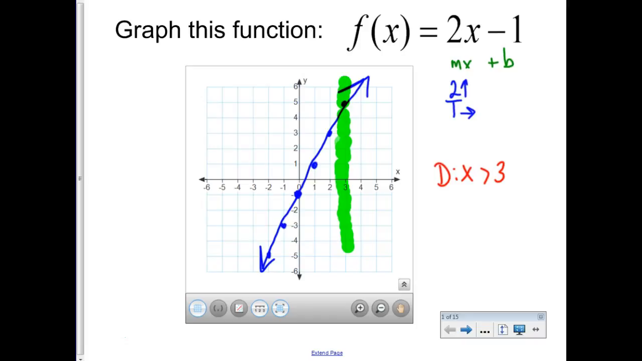And here's the issue. Because I've restricted your domain, I have to erase half of this line. Yeah, because it says right here, only x's that are greater than 3. So which part should I erase? This part.